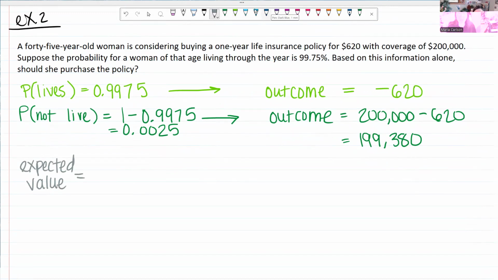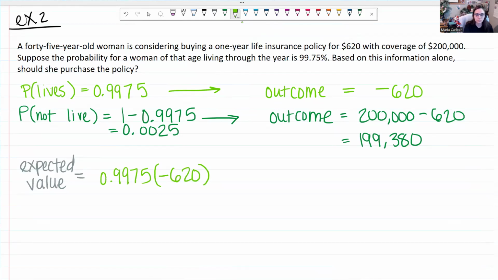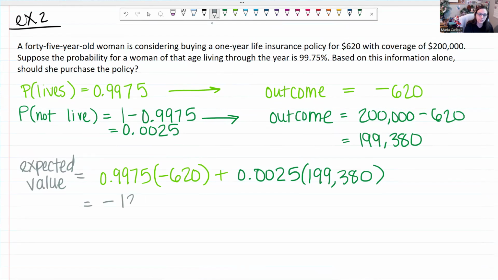So we have the probability that she lives, 0.9975, times the outcome of negative $620. And then we'll add that to the probability that she does not live, 0.0025, times the outcome if she does not live, which is $199,380. So her expected value, when you calculate this, is actually negative $120.